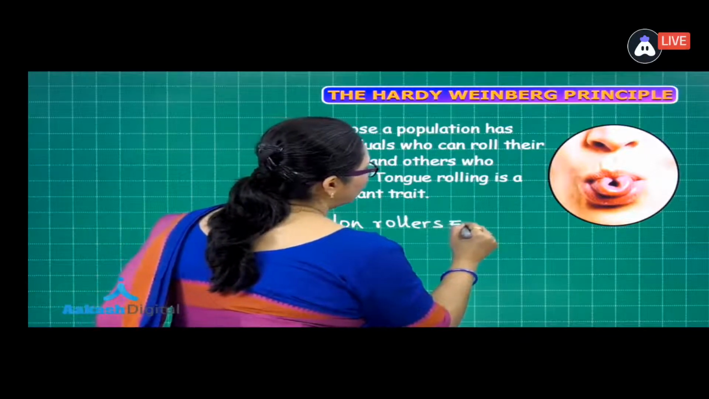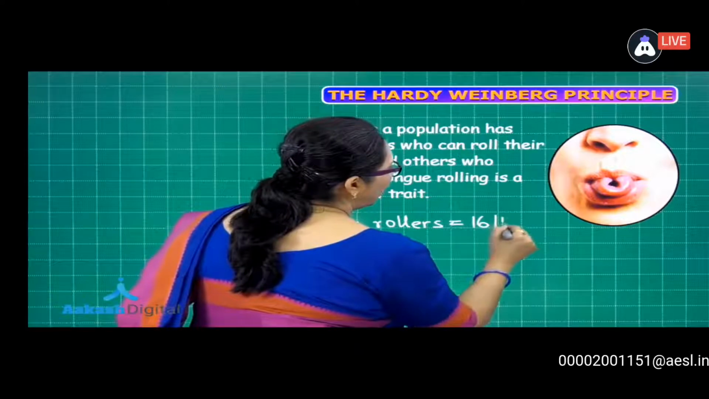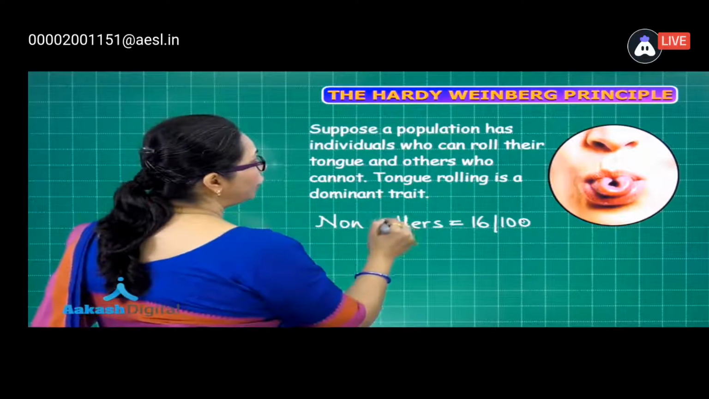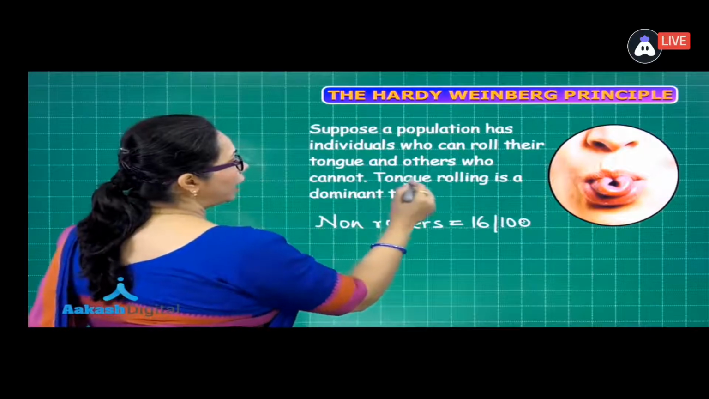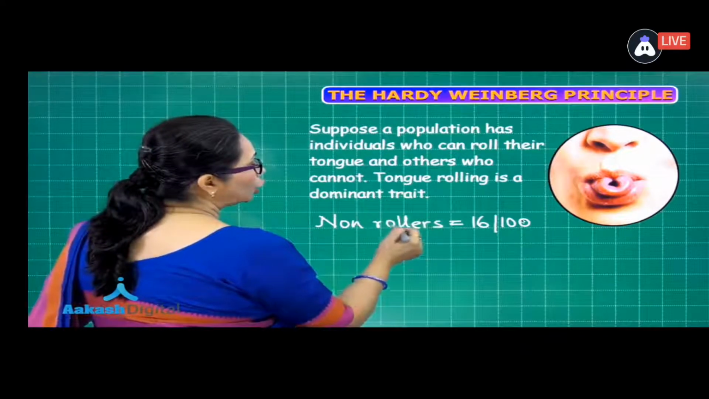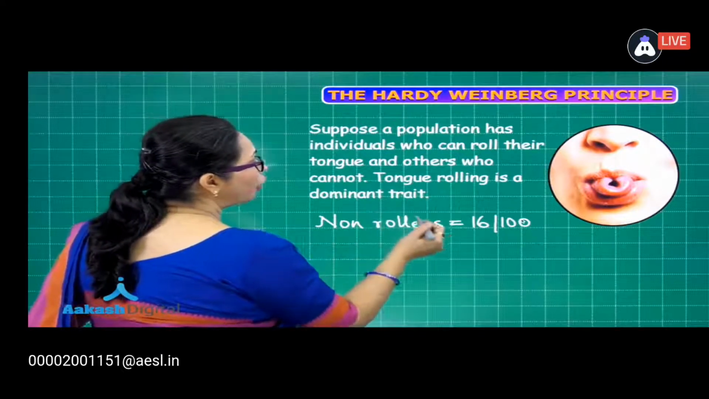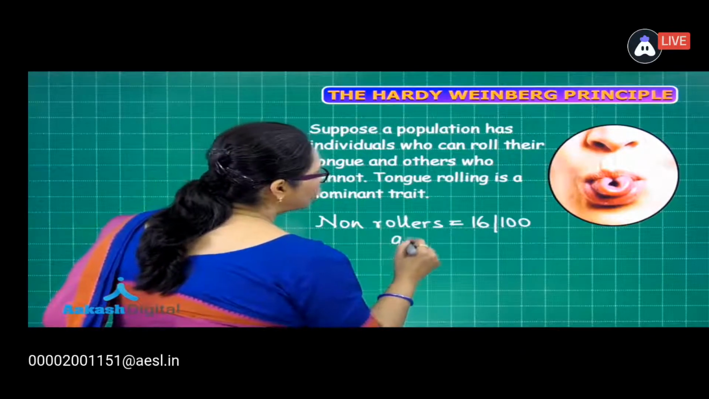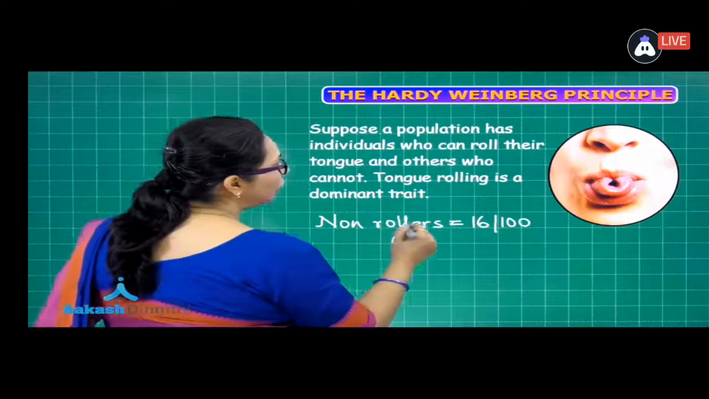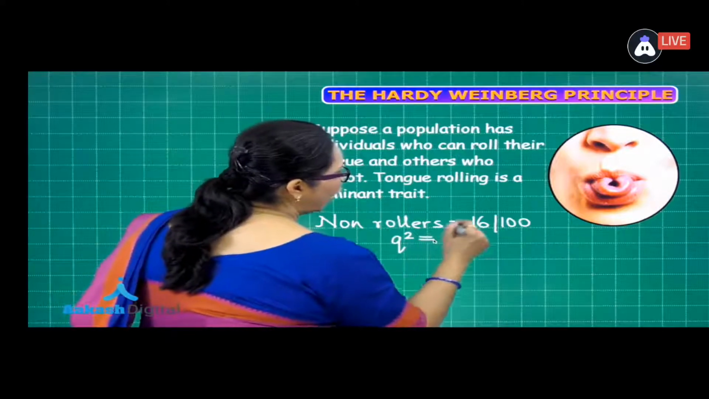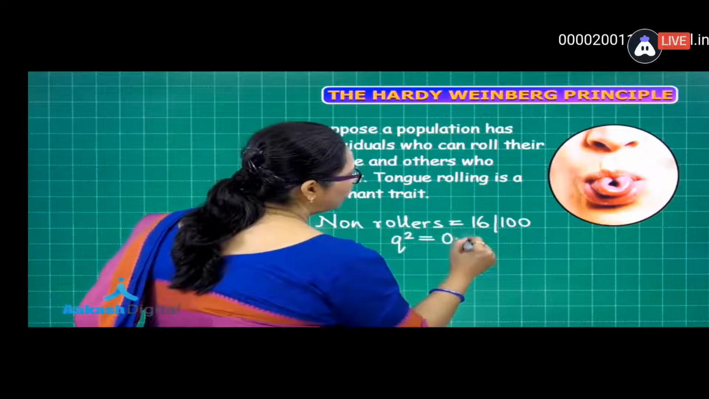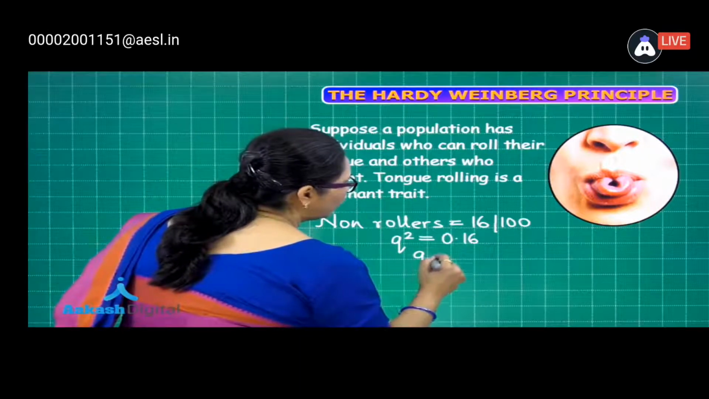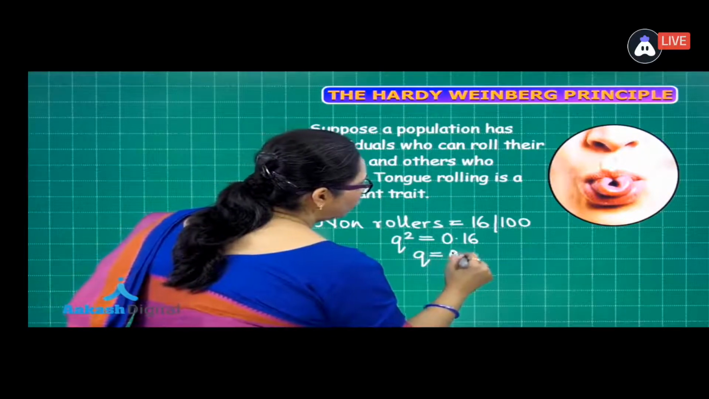So, suppose in a population, the non-rollers, that means those who cannot roll their tongue, are 16 out of 100. We have just mentioned that rolling of the tongue is a dominant trait, and non-rollers must be q square, having the recessive trait. If we convert it to decimal, that means q would be 0.4.